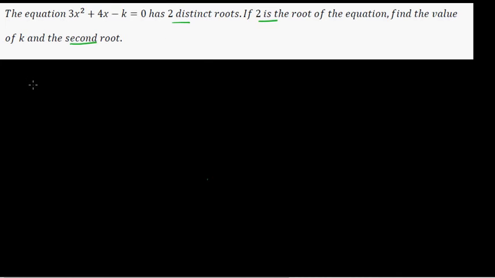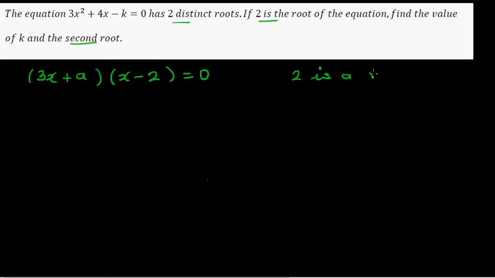So just looking at this, I can say, if you factorize this, this should be 3x. So let's say (3x plus a) times (x minus 2) equal to 0. Now where did I get this 2 from? I know 2 is one of the roots. So 2 is one of the roots means, let me write that, 2 is a root.